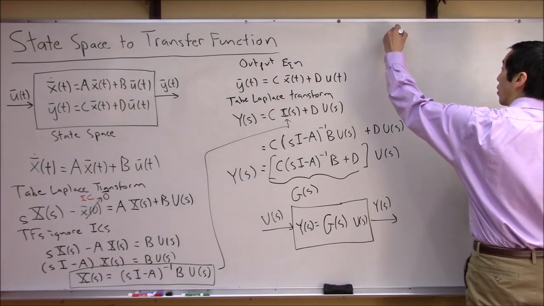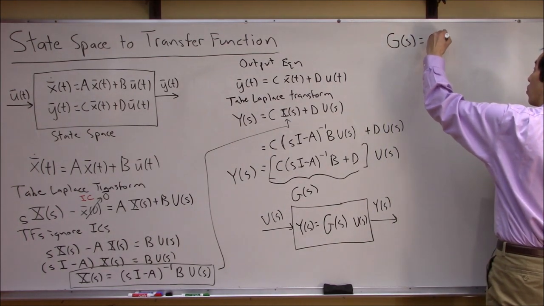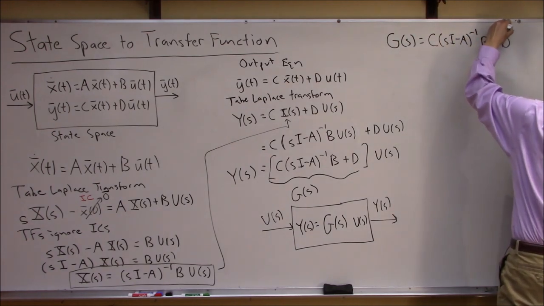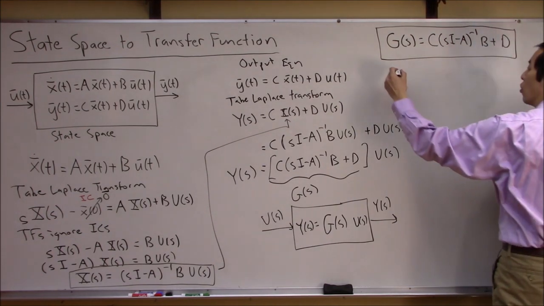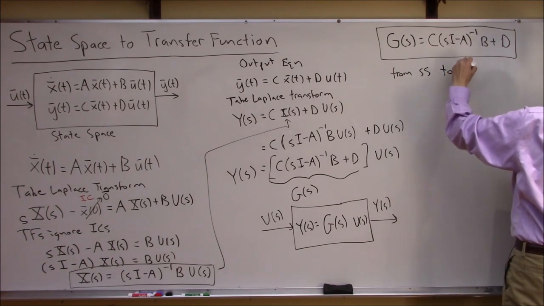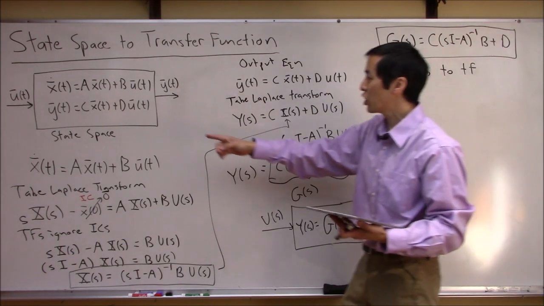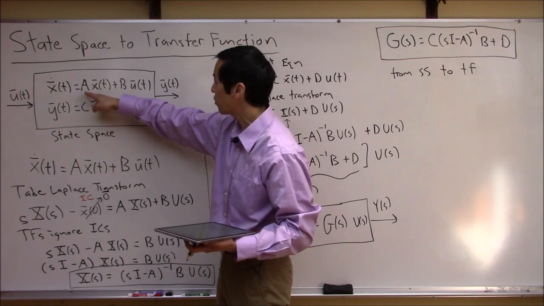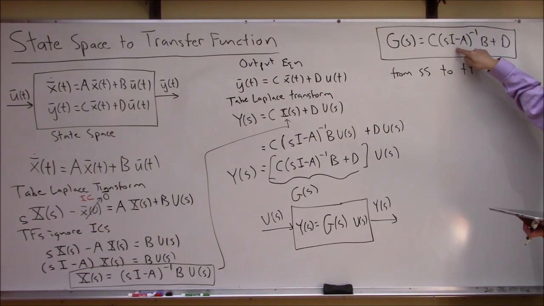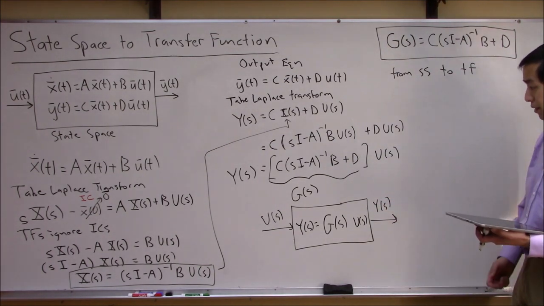So let's write that down. G of S, this is the transfer function representation: C times the quantity SI minus A inverse B, plus D. All right, let's box this up, because this is effectively how to go from a state space, which I'll write as SS, to a transfer function, or TF. So there you go, it's really simple. The second you have a state space representation, parameterized by just these matrices A, B, C, and D, you run it through this matrix equation and it gives you a transfer function. We're basically done at that point.